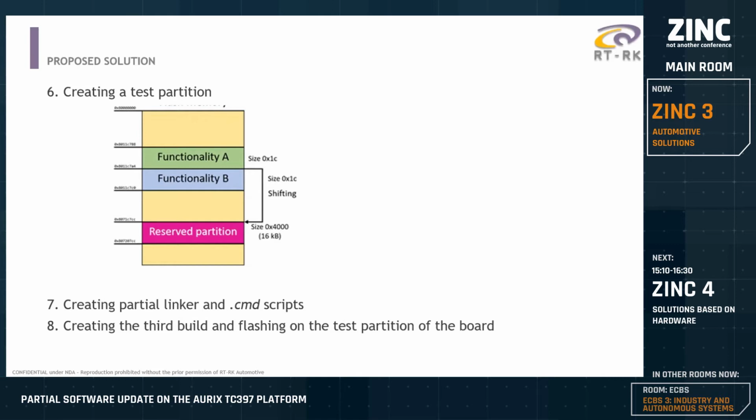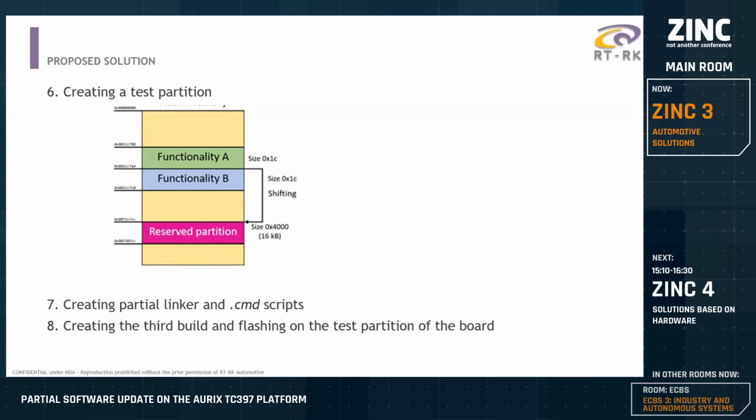The next step is creating new linker and build.cmd scripts, because predefined scripts carry information about the memory addresses of all components, and we want to use just a chosen one. The new linker script takes into account only the part of the memory where function B is located.